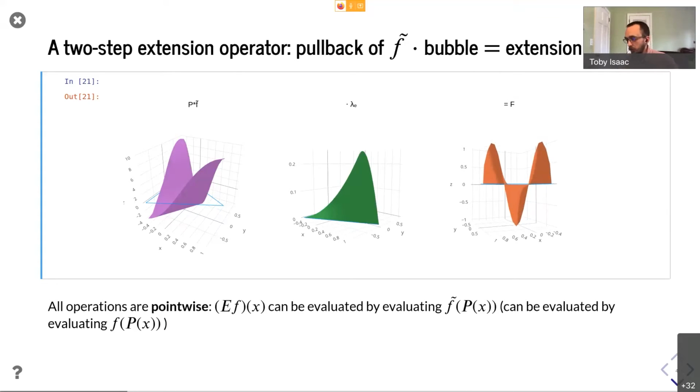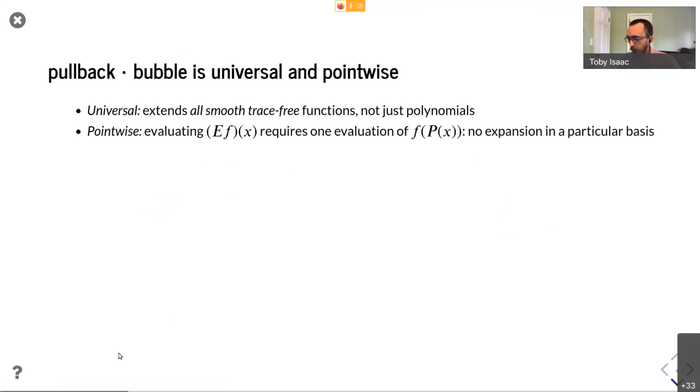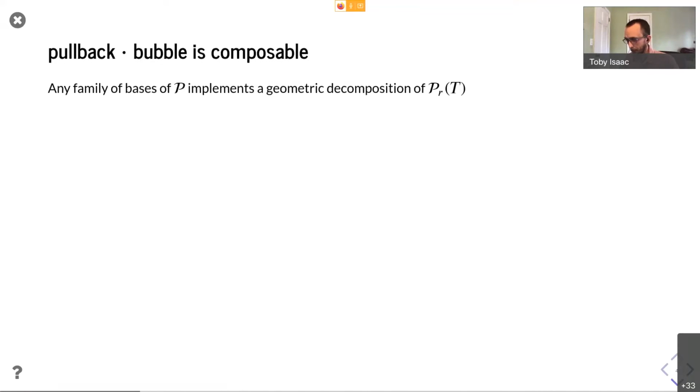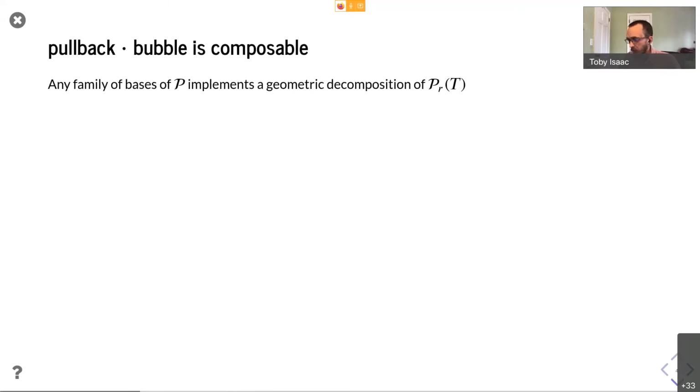One thing I like about this approach is all of the operators work pointwise. So the extension of f at x can be evaluated by evaluating the projection of a point of f tilde, which itself can be evaluated just by evaluating f if we need to. So this approach is universal, and it's pointwise, as I said. So it works not just for polynomials, it works for all smooth trace-free functions. We don't have to worry about a particular basis to represent the functions on the edge in the first place. And because of that, it's also composable.